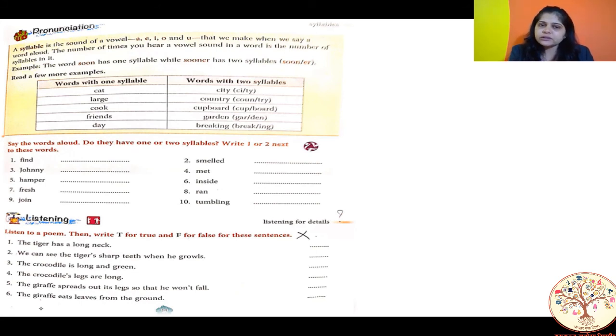Clear? So this is the exercise that you have to do. Now, say these words aloud. Do they have one or two syllables? Right? One or two. Next. Like first, find. One syllable. Smelled. Smelt. One syllable. Johnny.